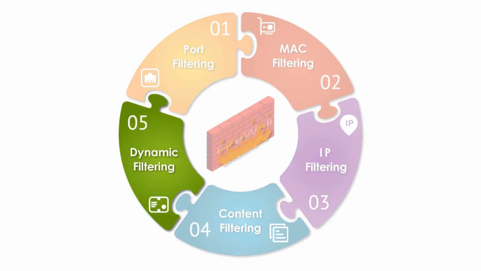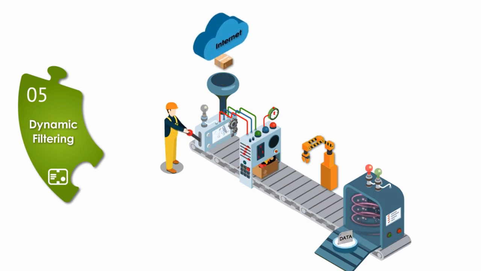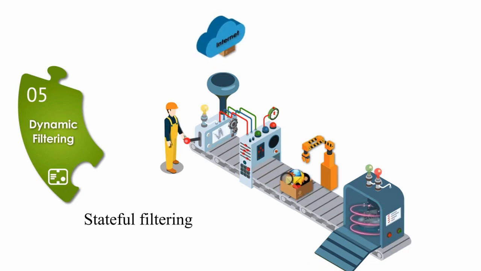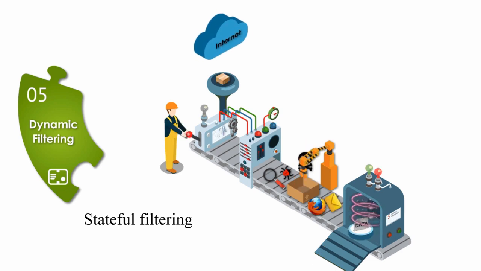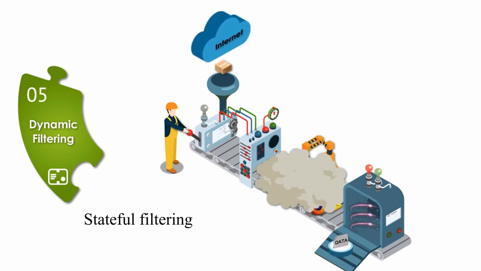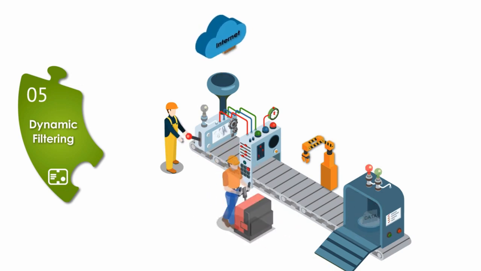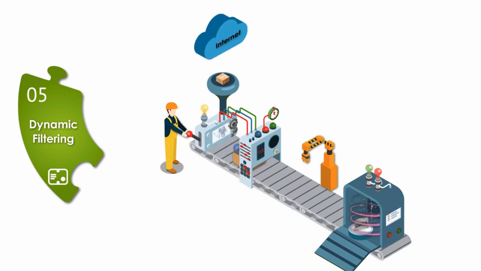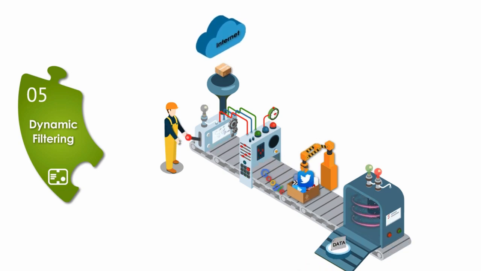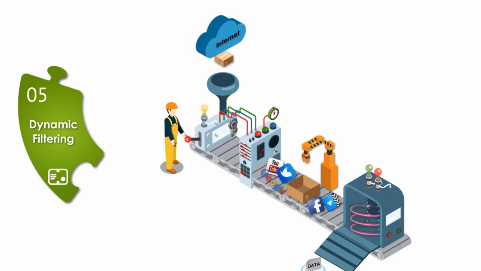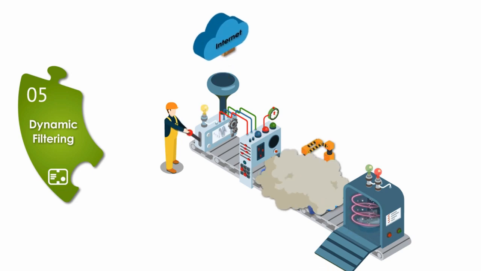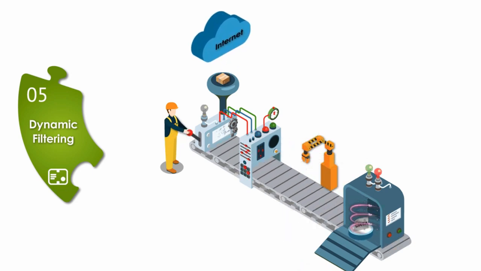The last function I'm going to talk about is dynamic filtering, or some people call it stateful filtering. Dynamic or stateful filtering is the most comprehensive inspection. It's like going through U.S. airport security. You must have a valid ID to match the name on your boarding pass. You will be examined and scanned from head to toe.